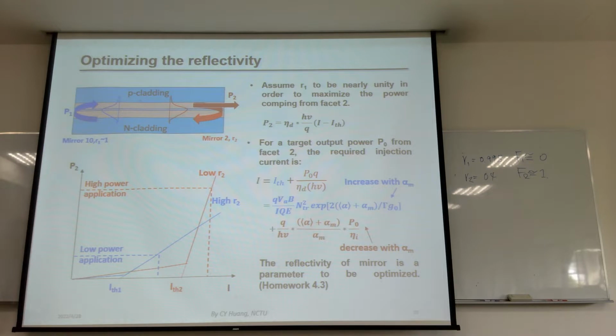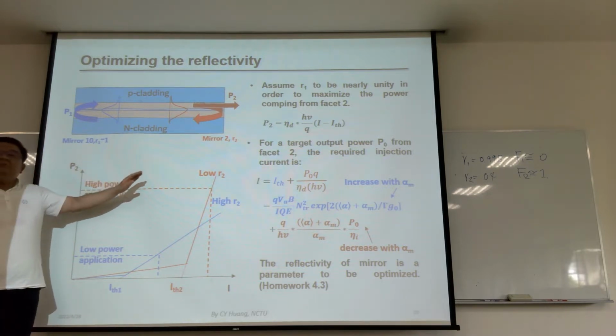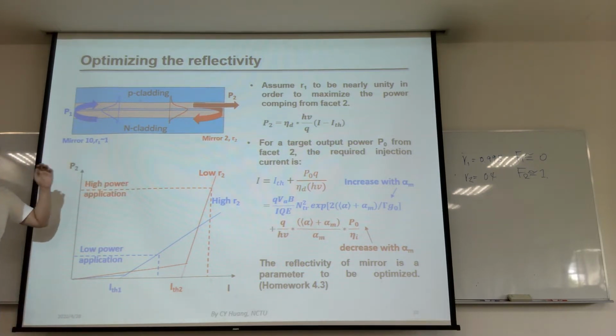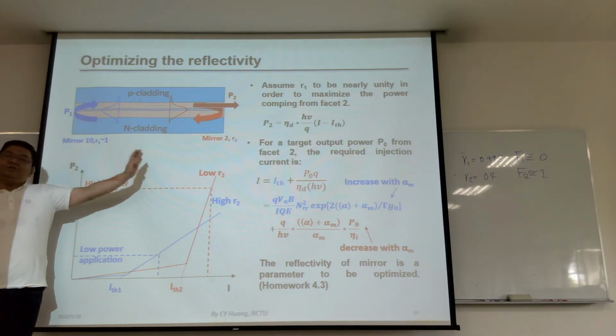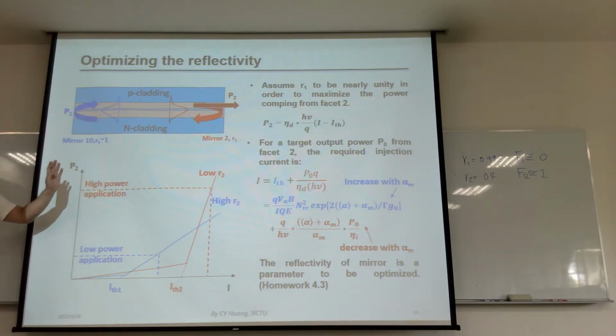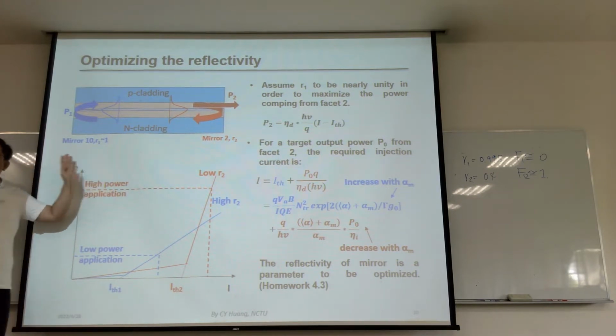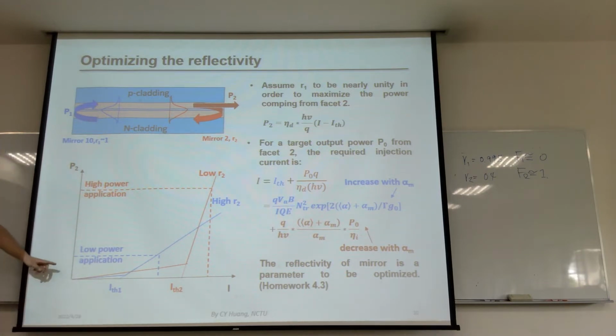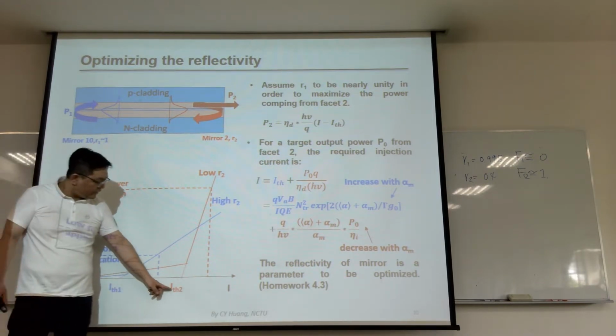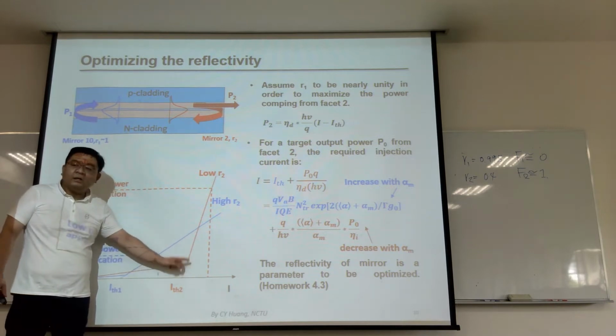When the mirror loss is high, that means your modal gain is also high. In order to achieve a high modal gain, you need to inject more carriers to achieve population inversion. That means your threshold current density will be higher.